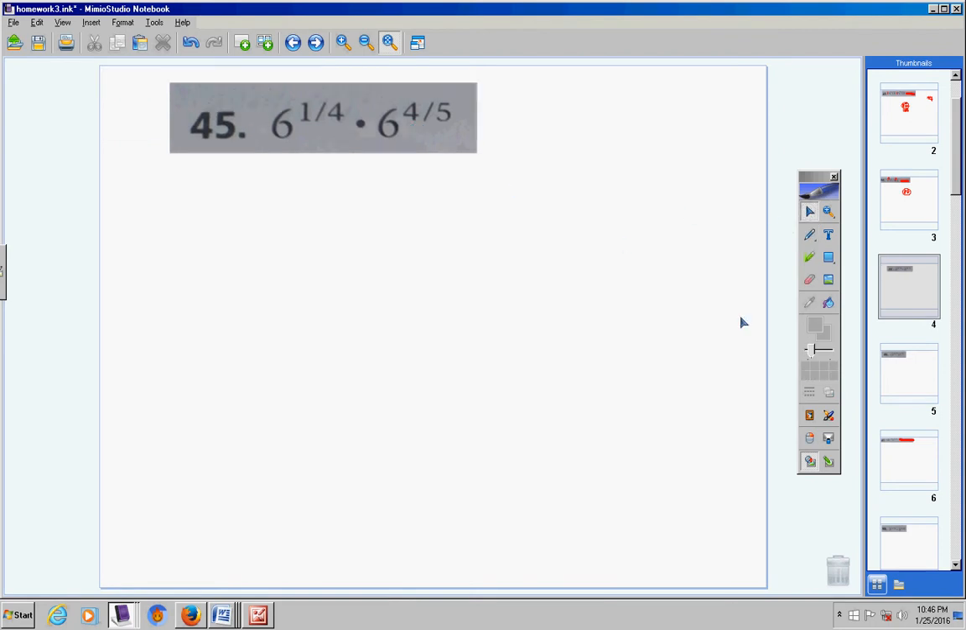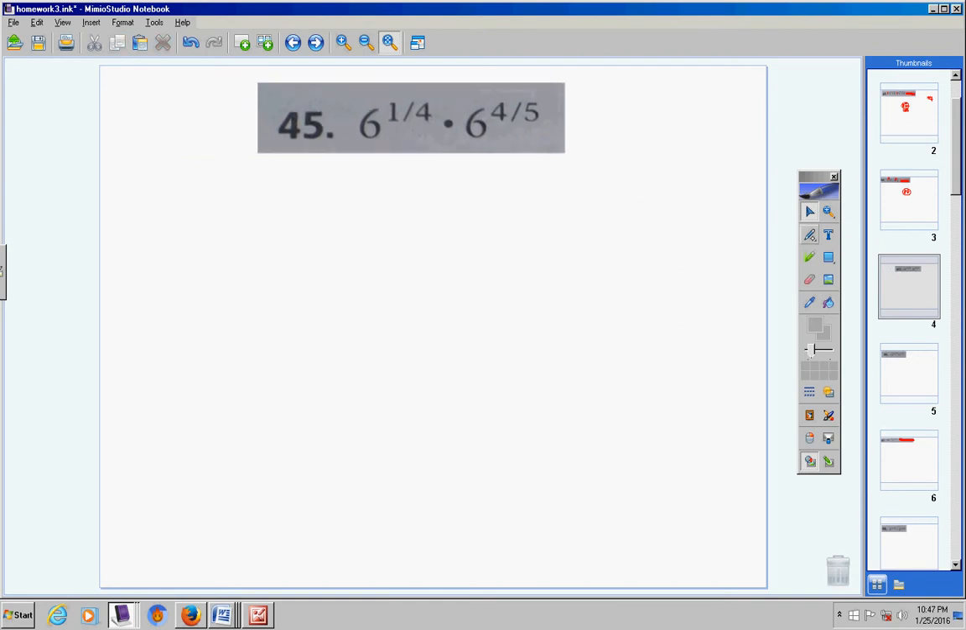Number 45. Okay, students, on number 45, we can write it, if you would like to, as the 4th root of 6 times the 5th root of 6 to the 4th, but then we would not have matching indexes, so I could not multiply. Do you see that? Okay, an index of 4 and an index of 5. So I'm just going to go ahead and do this.